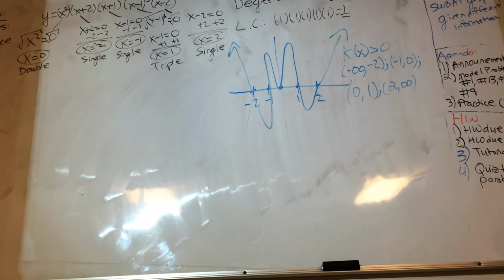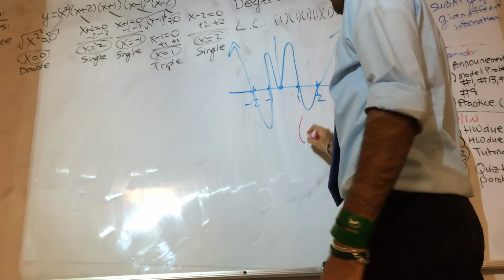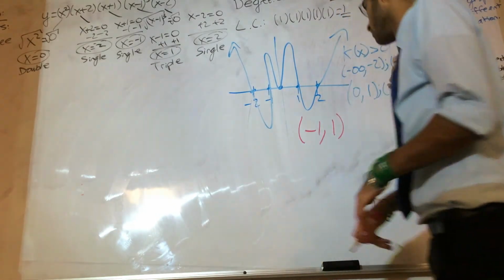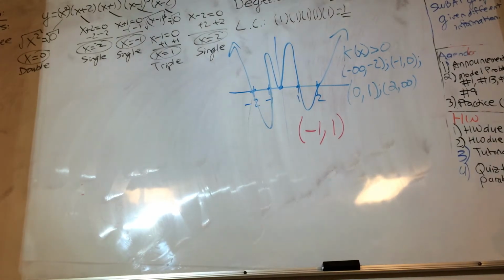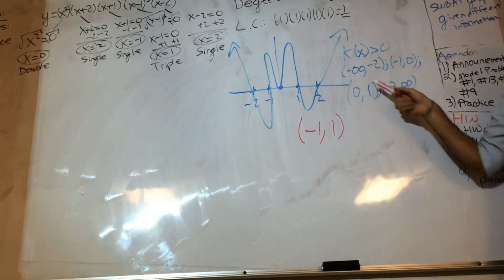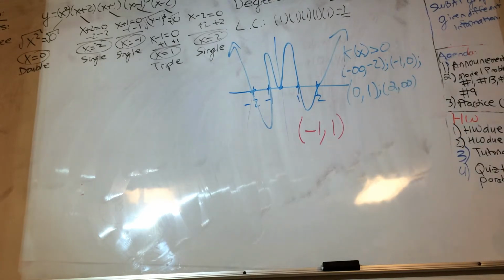Please do not make the mistake of writing what's in purple as one of these intervals where the function is greater than 0. Please figure out why this is wrong. Take 30 seconds if you don't already see why this is wrong.